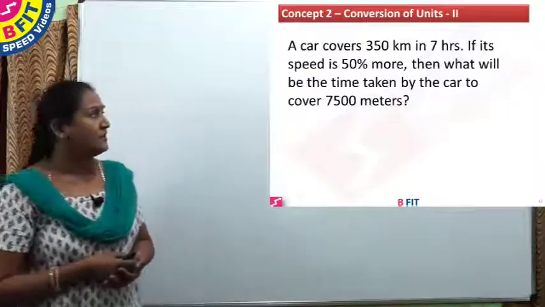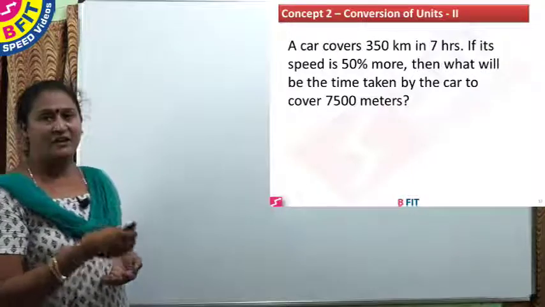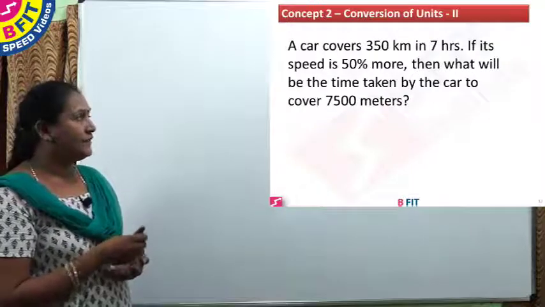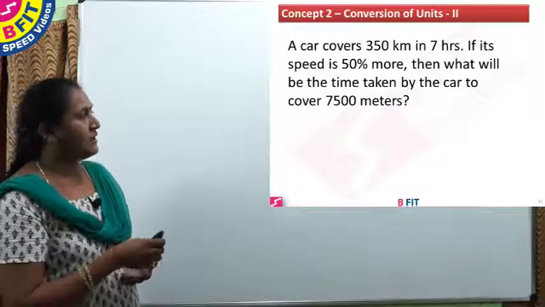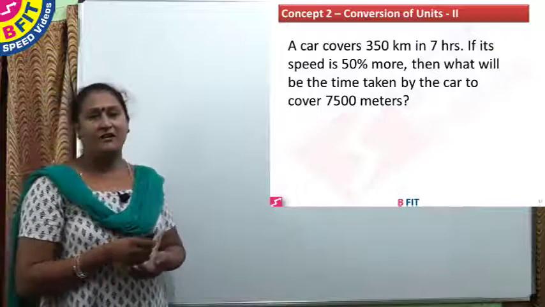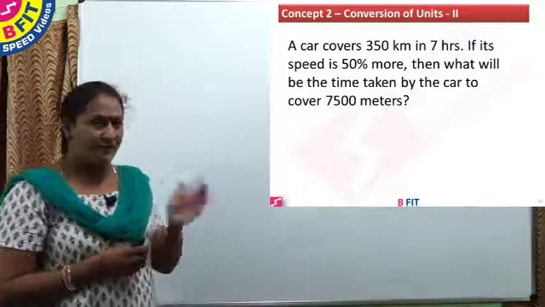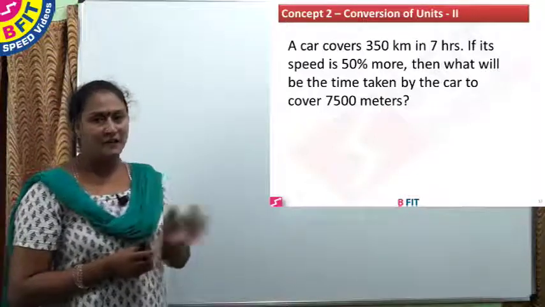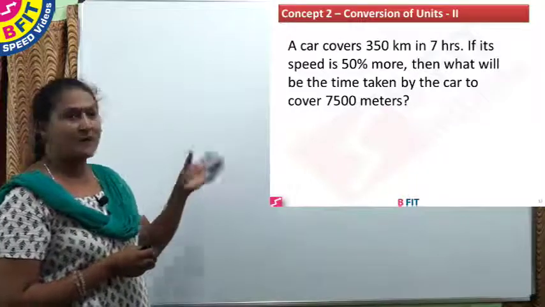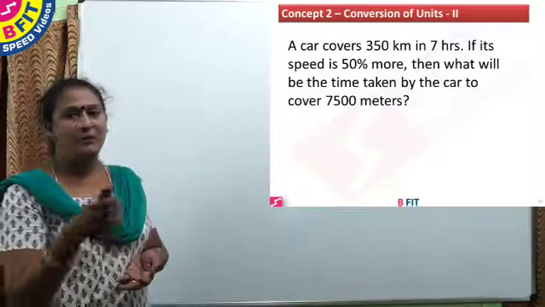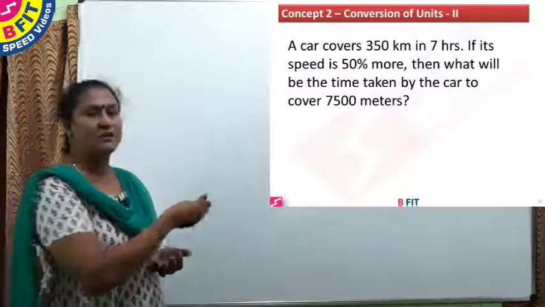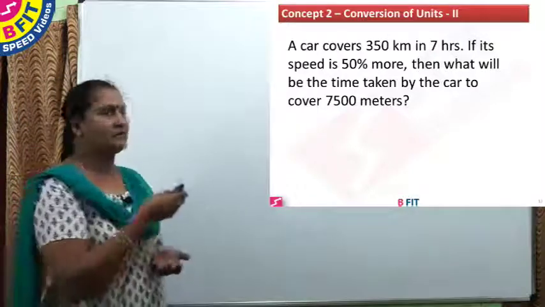So a car covers 350 kilometers in 7 hours. If its speed is 50% more, then what will be the time taken by the car to cover 7500 meters? So in the previous question, we saw how to find the speed. In this question, time is asked. The car covers 350 kilometers in 7 hours, so with this, you can find the speed by dividing distance by time.